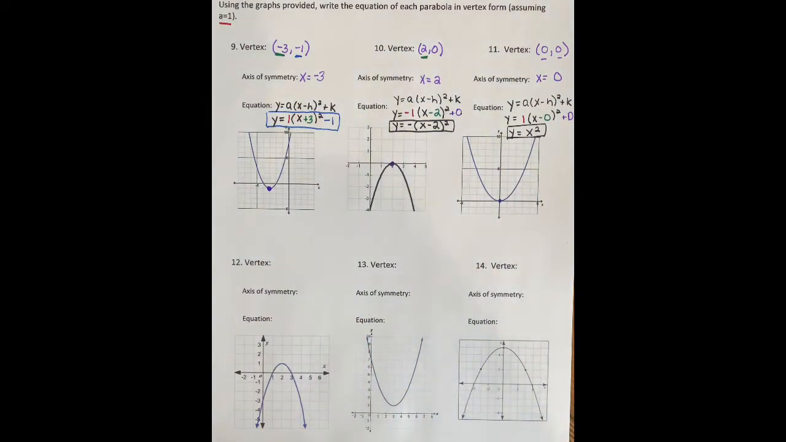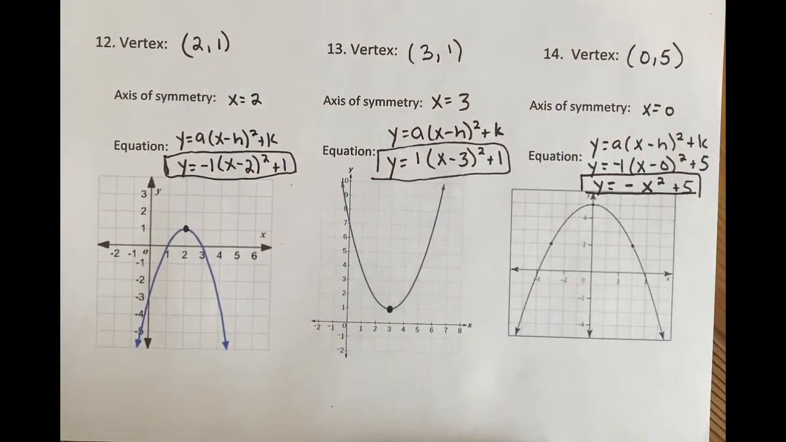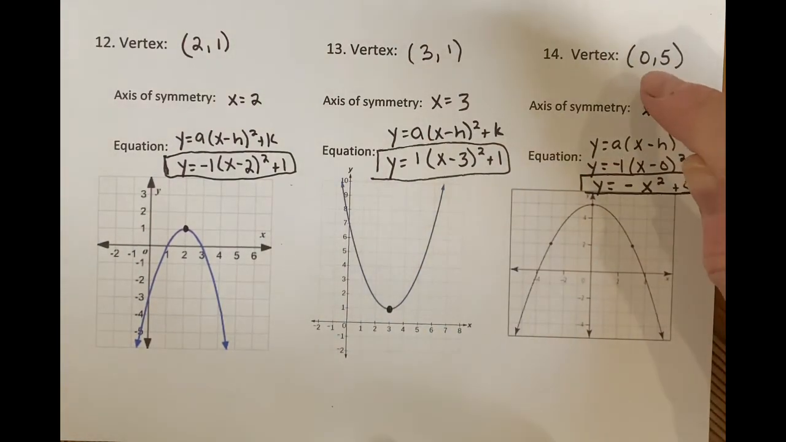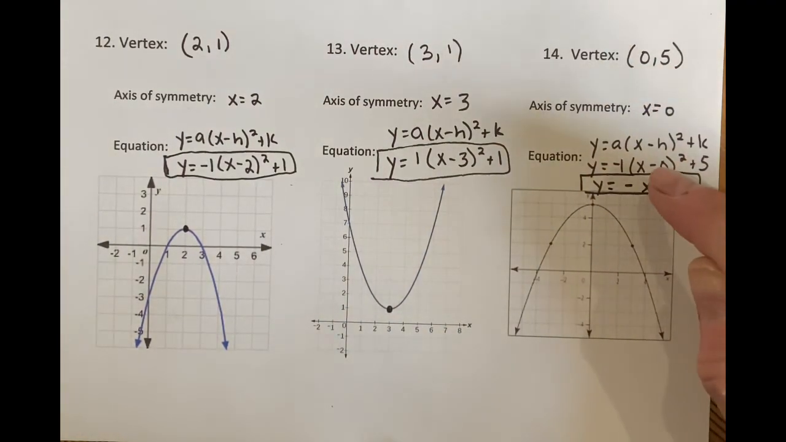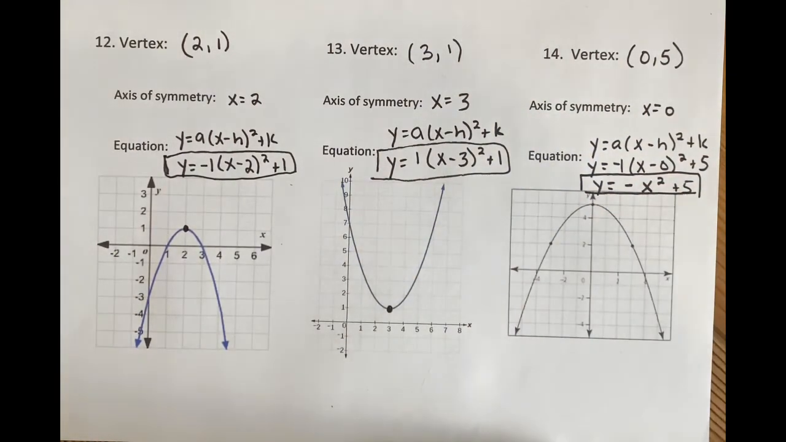So I want you guys to take a minute to try the last 3. All right, so here are the answers for 12, 13, and 14. 14 was a little bit tricky because your h value was 0. So you would get x minus 0, which would just leave you with that -x squared in the front because it's an upside down parabola.